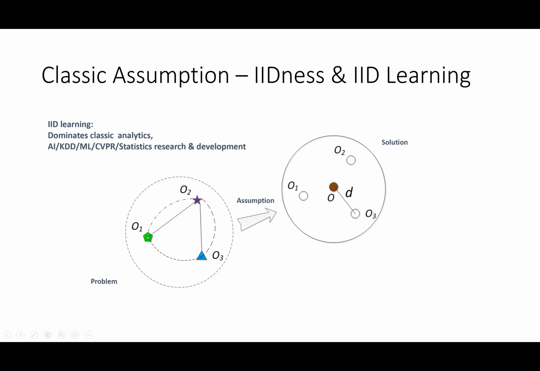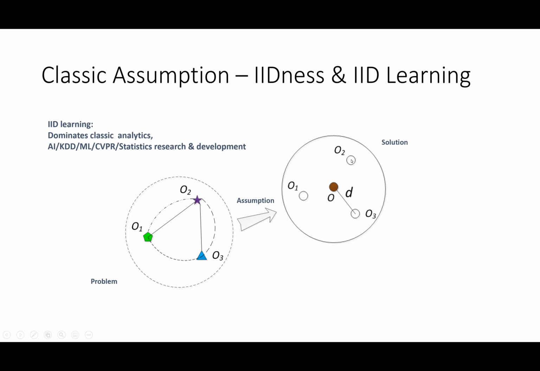Also, the entities O1 to O3 are different, so typically we see they are heterogeneous. Heterogeneous means many things, which I will explain later. In the classical IID setting, we assume these objects follow the same distribution. So we basically assume they are homogeneous.